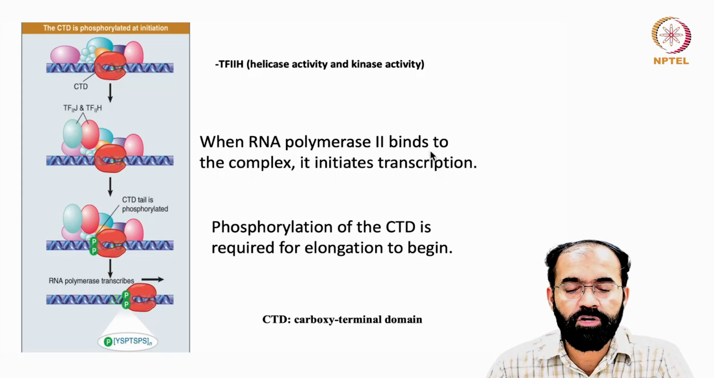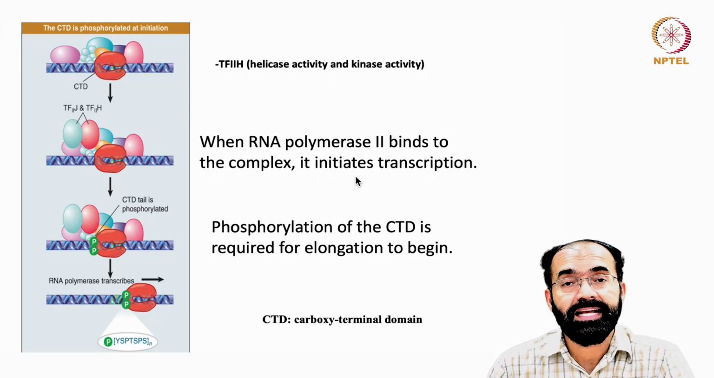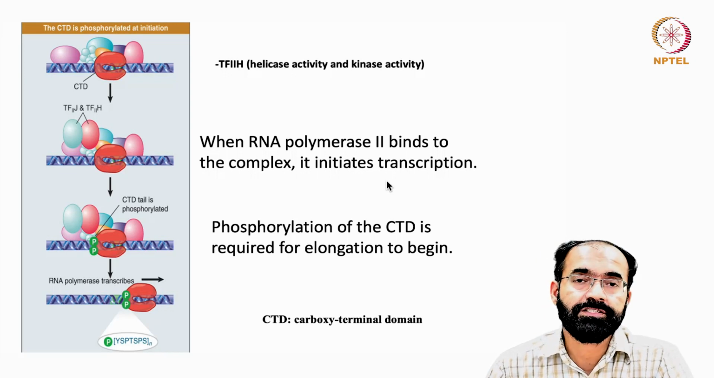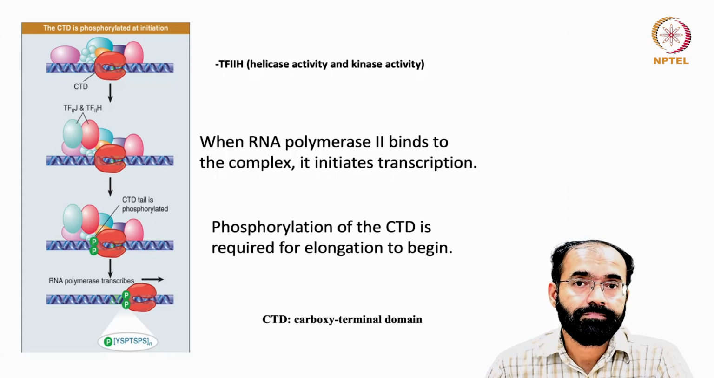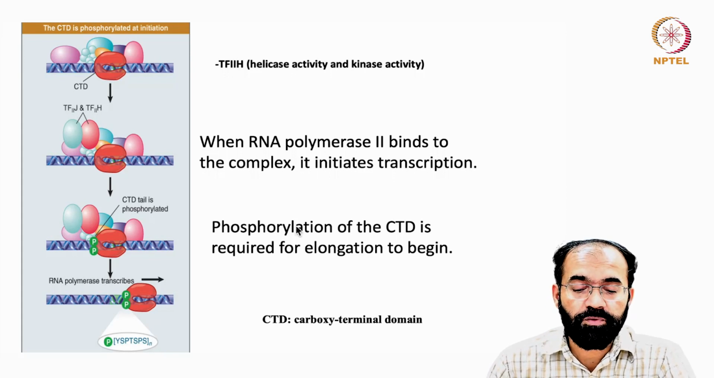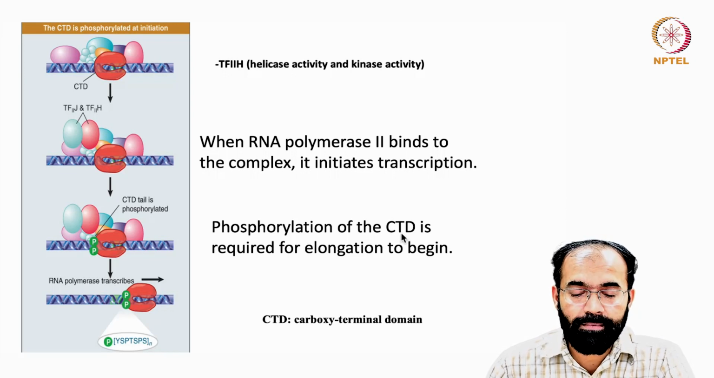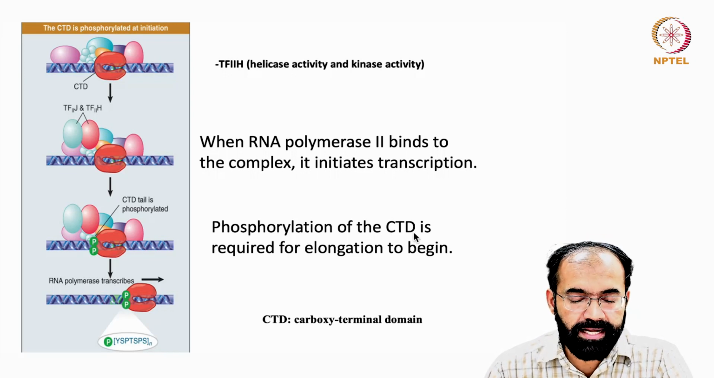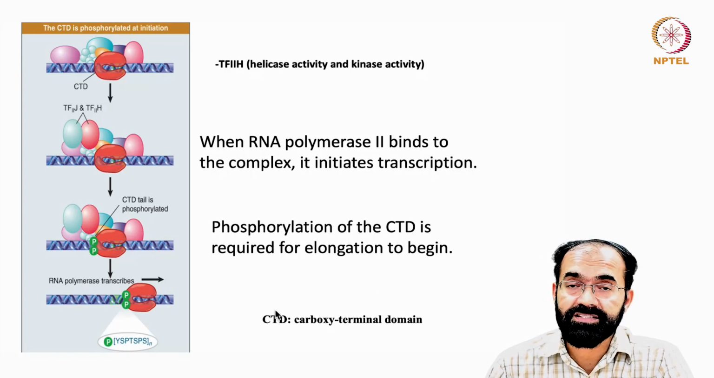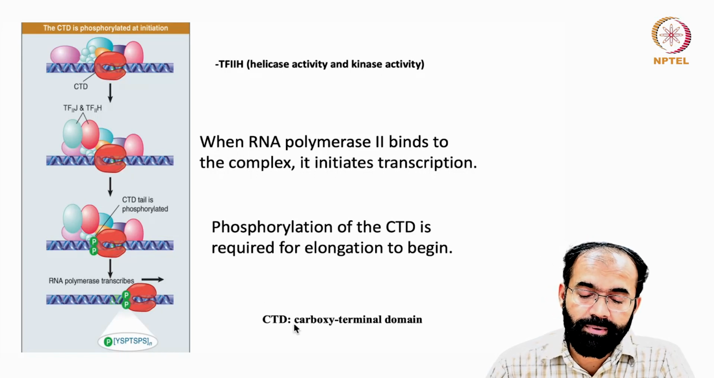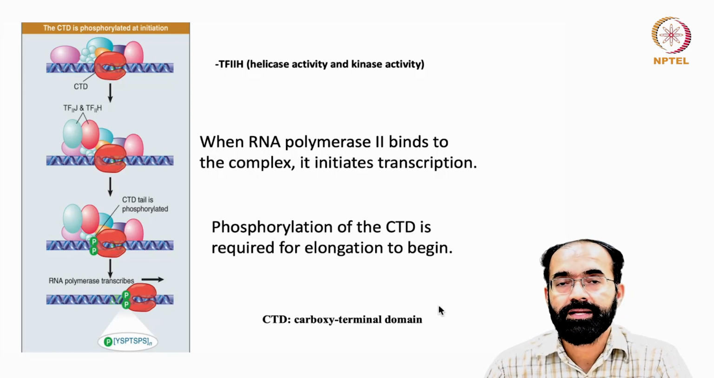So when the RNA polymerase II binds to the complex, it initiates the transcription, which is the complex made of TF2 D, A, H, like that. So the phosphorylation of the C-terminal domain, that is called CTD, is required for the elongation to begin. So what is the C-terminal domain? C-terminal domain is the carboxy terminal domain.